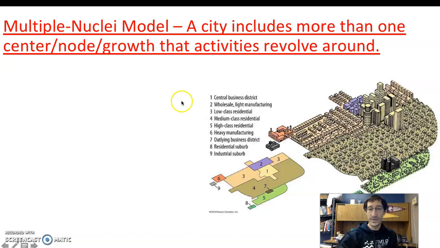Again, as we focus on services. So again, you have your CBD, but then you can see all the different things that are located around these areas.